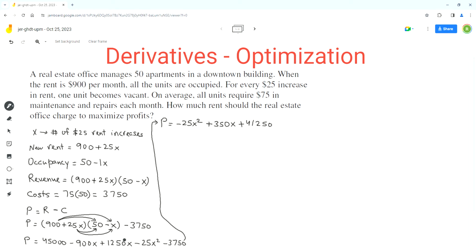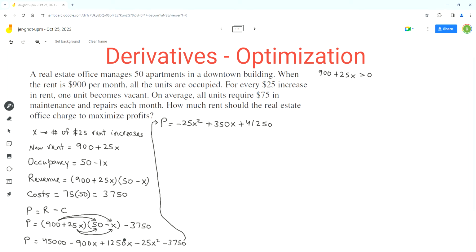Now we have to find the domain for this function. So for that we'll use the expressions we wrote for the new rent and occupancy. So now the rent has to be greater than 0. So the company cannot charge a negative rent or rent equal to 0. So for that our analysis will be, so we can start here. So 900 plus 25x should be greater than 0.